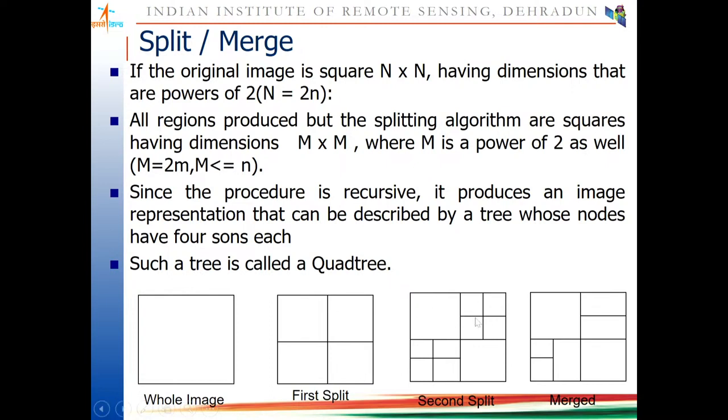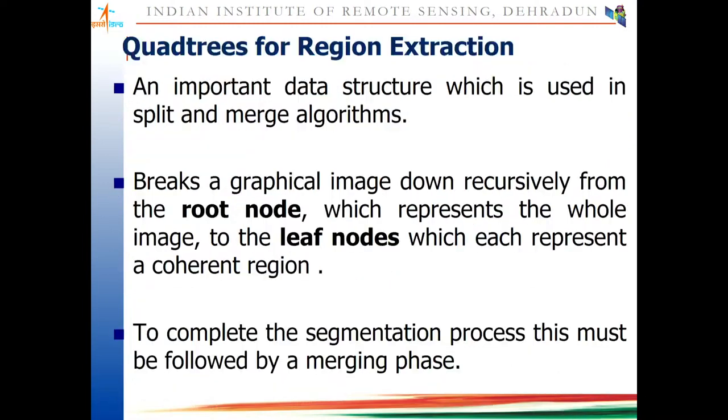The next split could give us, finds these as homogeneous regions, and the other 2 are split further into 4 regions. Then in the final merging step, similar regions are merged together, and the final segmented output is obtained. So this could be represented by the quad tree data structure also for region extraction.